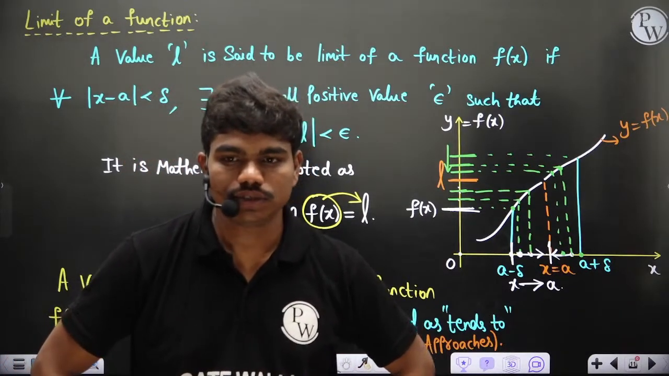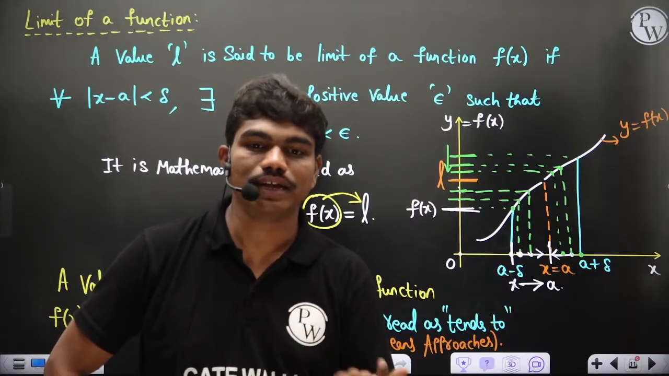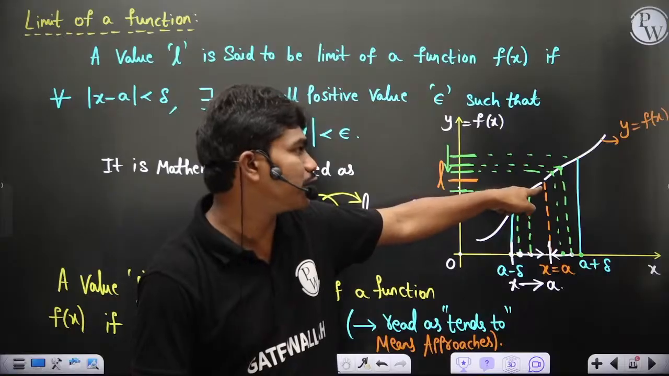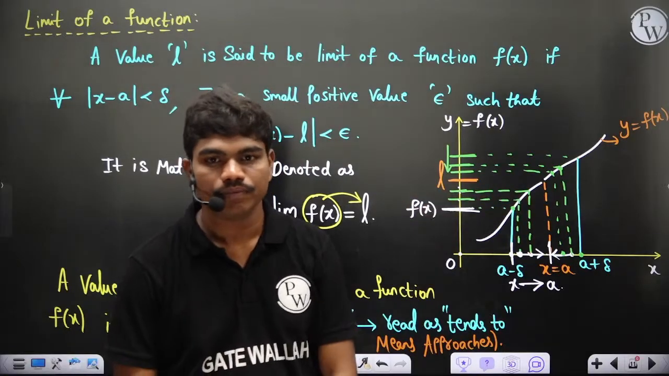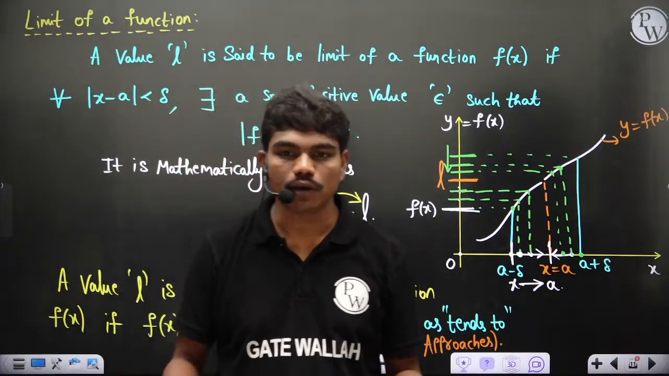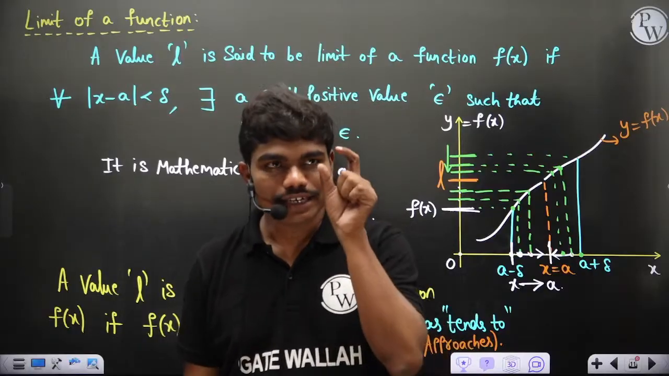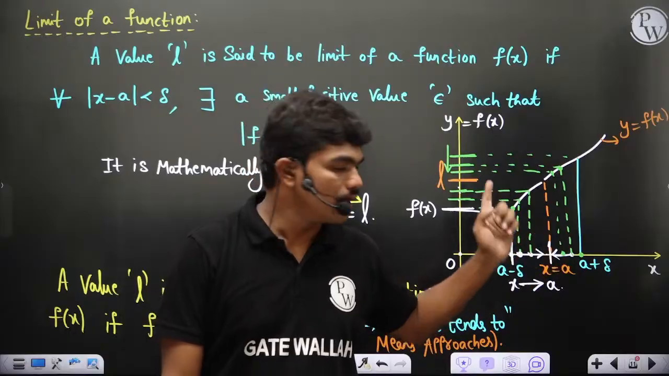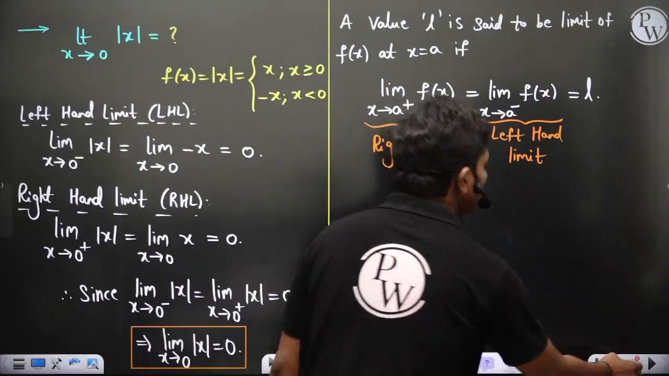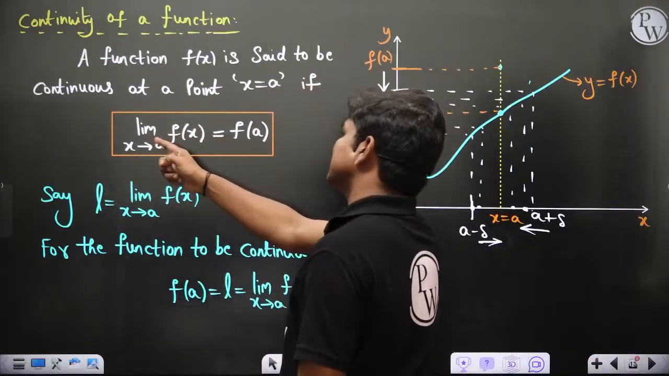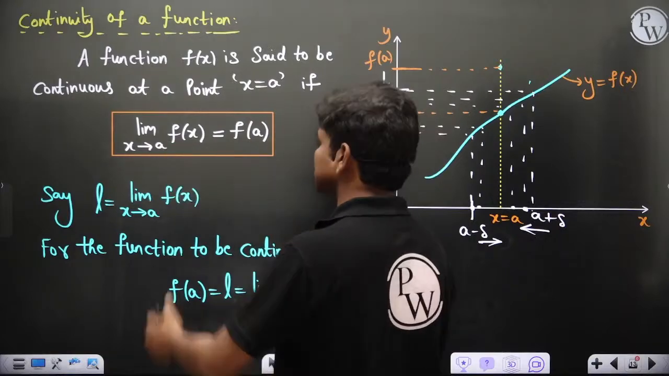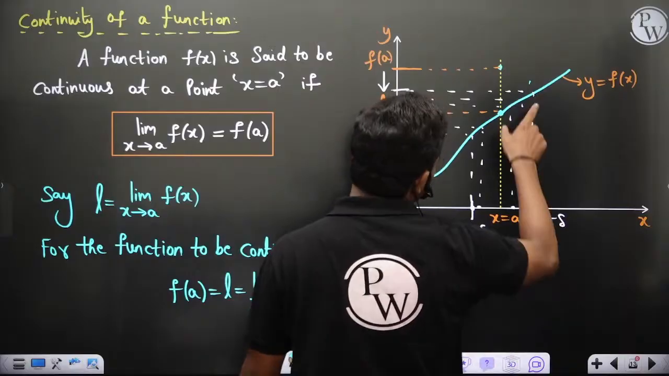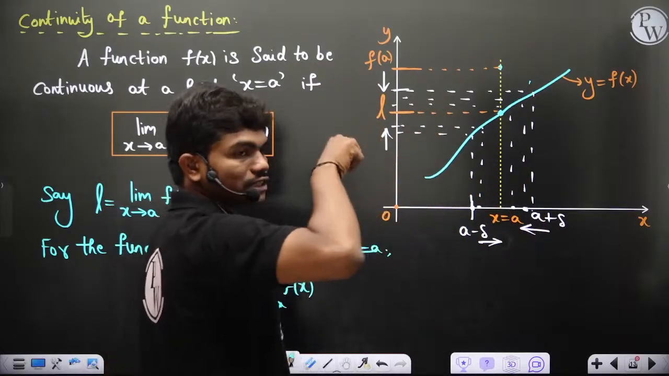Need not, correct? If the limit has to exist, the function need not be continuous, because you can see this L is existing even though the function is not continuous. Here you can see there is a break. But if you want your function to be continuous, definitely its limit should exist. Then only you can define continuity, because continuity is defined by this condition. If this condition has to be valid, first of all this limit has to exist.